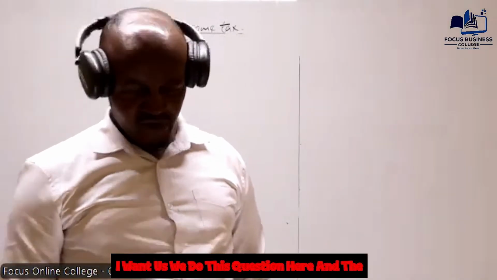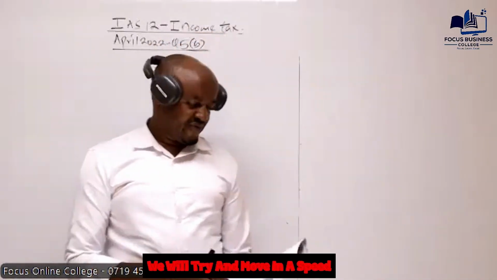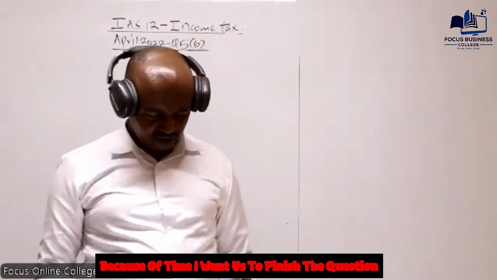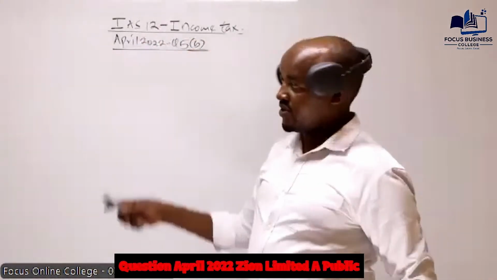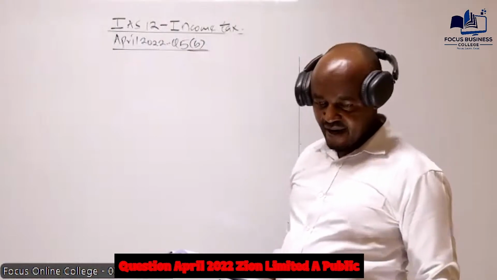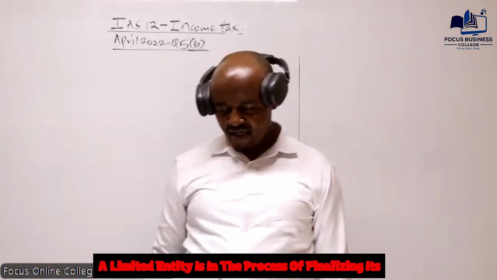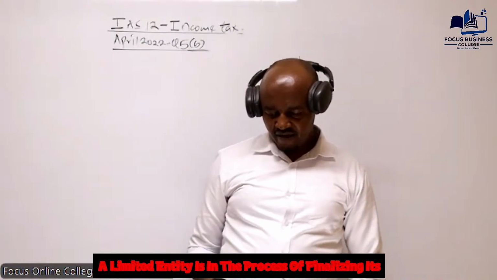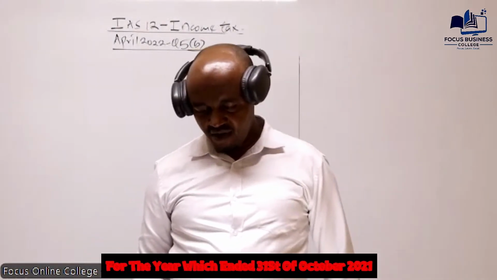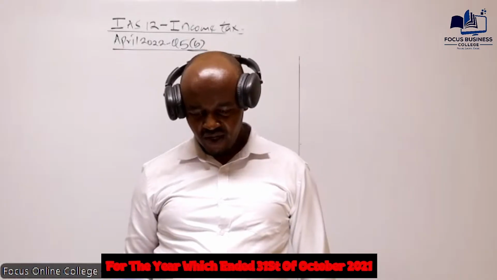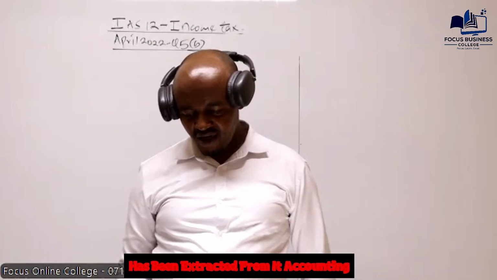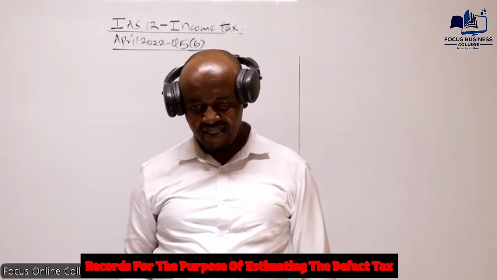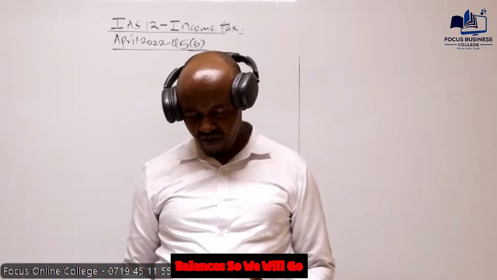I want us to do this question here, and we will try and move at a speed because of time. I want us to finish the question. So we are told NL Limited, a public limited entity, is in the process of finalizing its financial statement for the year which ended 31st of October 2021. We are told the following information has been extracted from its accounting record for the purpose of estimating the deferred tax balances.